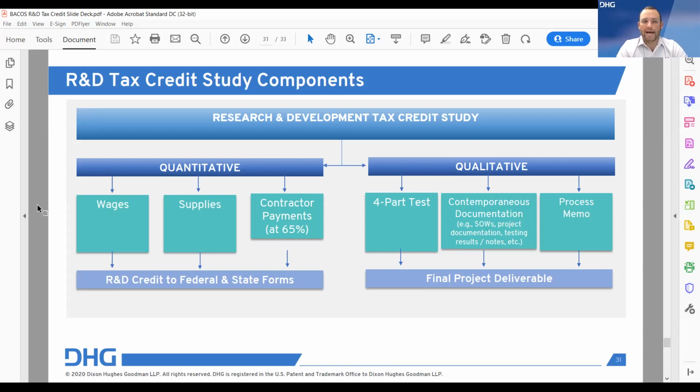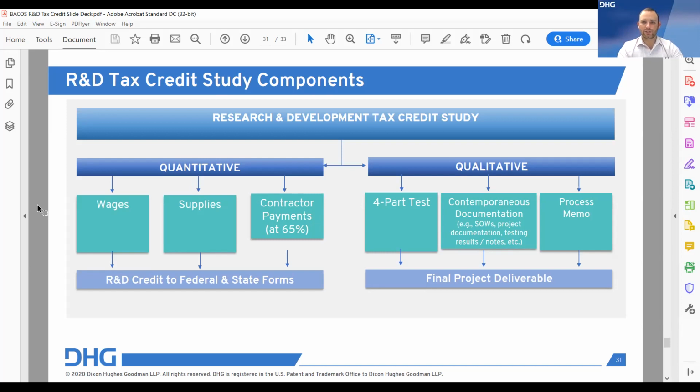And that's when we'll go and capture the wages, the supplies, materials, any contractor payments, any cloud computing expenses of their software. And we'll help quantify that. We'll try and do the cost by project if it's able to be allocated or estimated to a project. And then that goes through to the actual tax return at both the federal and state level. So that's what's required to file the return.